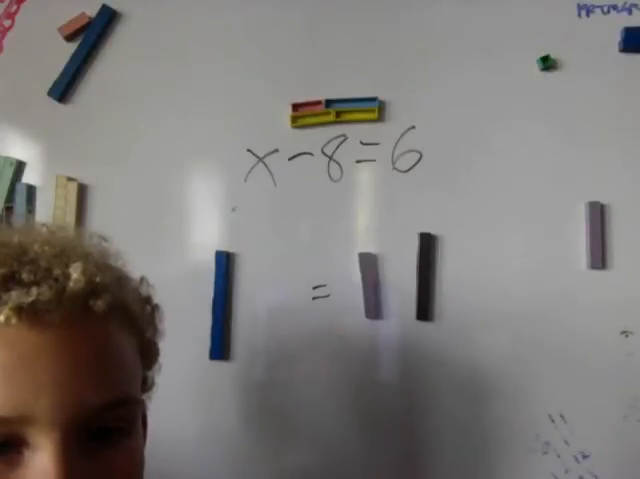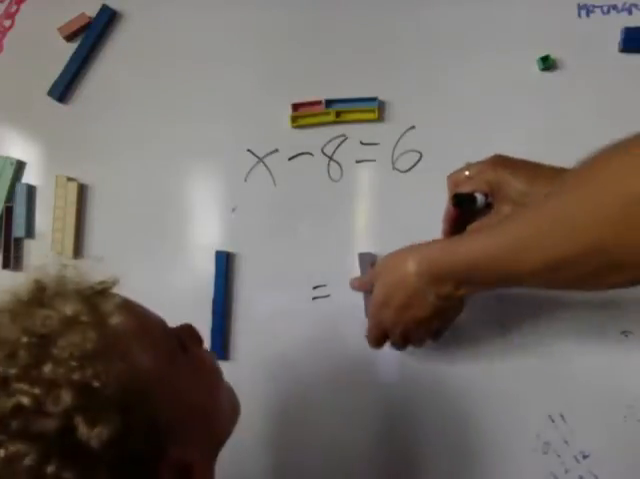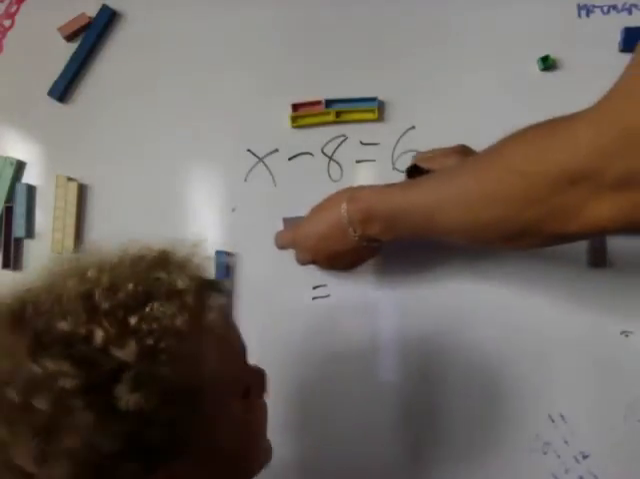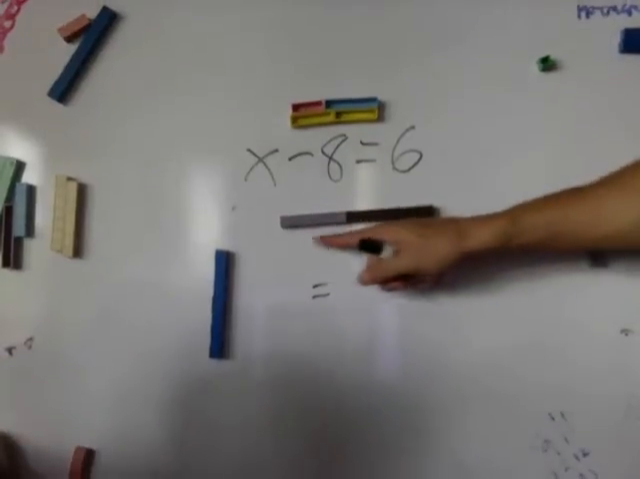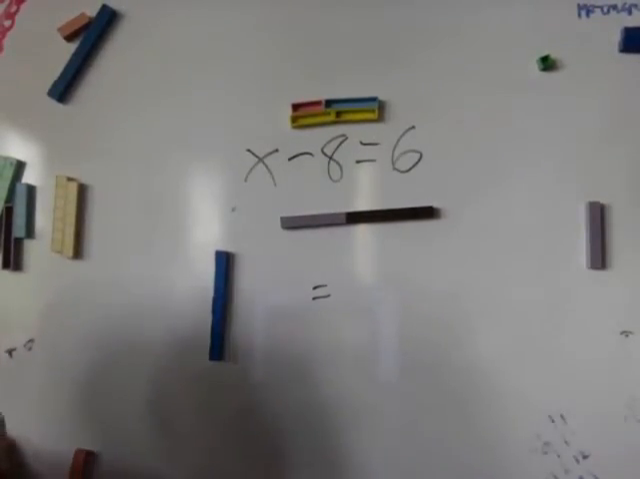So how do we figure that one out? 6 wants to be what? Oh, she's figuring it out. She's got the blocks.